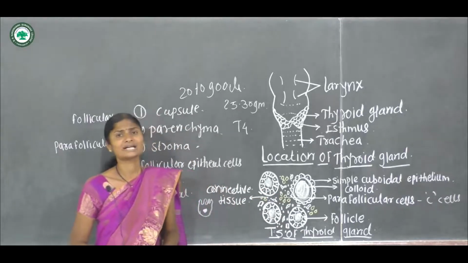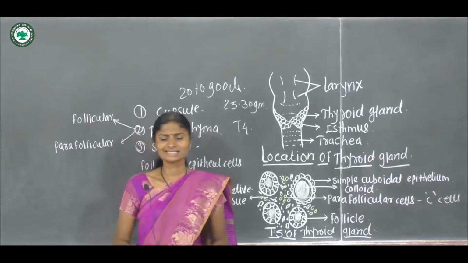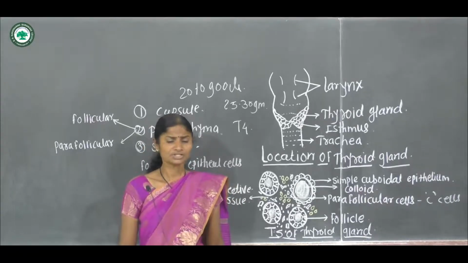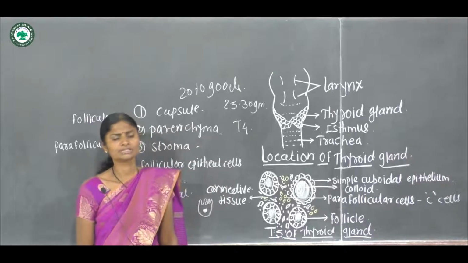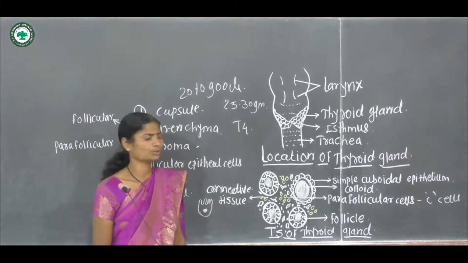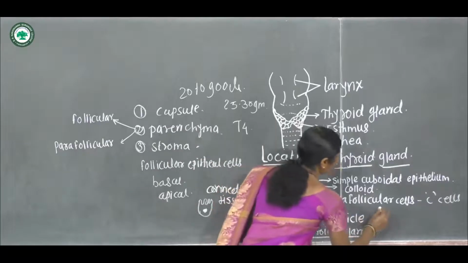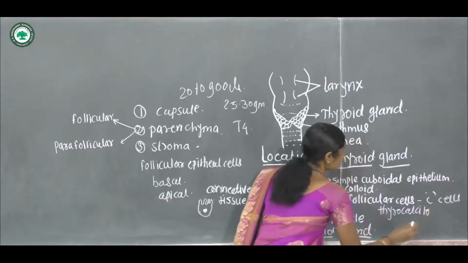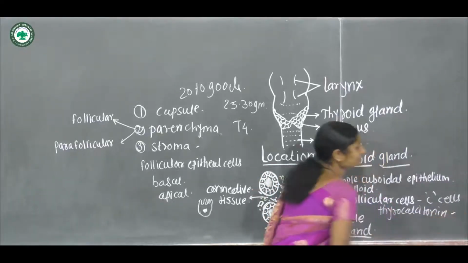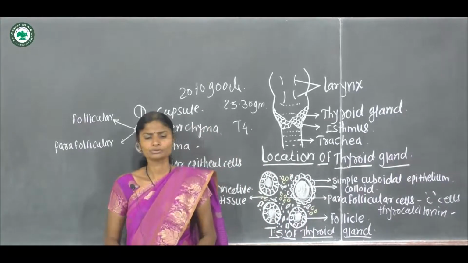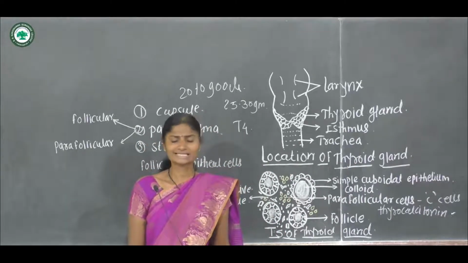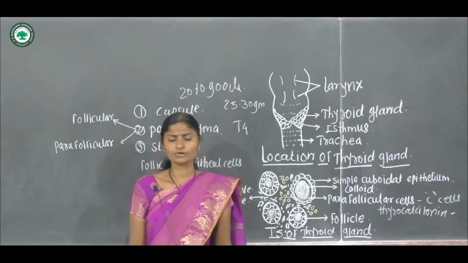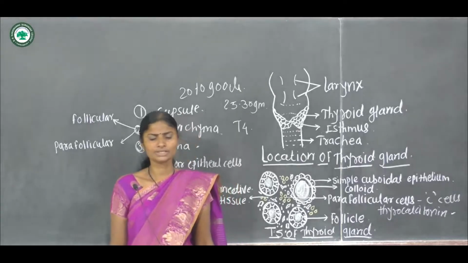These cells are larger than the follicular epithelial cells and have lighter staining cytoplasm. They secrete a hormone called thyrocalcitonin. The thyrocalcitonin hormone lowers the blood calcium level and helps in depositing calcium and phosphate in skeletal and other tissue.